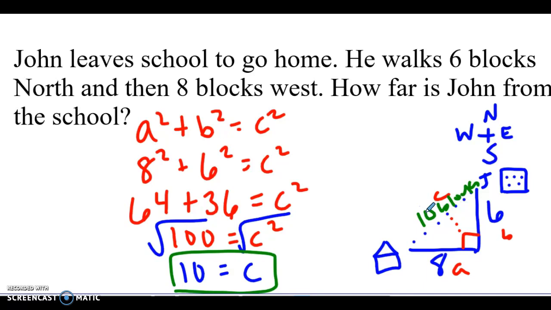Now, this is called a perfect square because all of these numbers are whole numbers. So we had 8 squared plus 6 squared equals 10 squared. The numbers, there's no decimals. They all worked out to be whole numbers. And again, this is what we call a Pythagorean triple because these numbers work out perfectly.